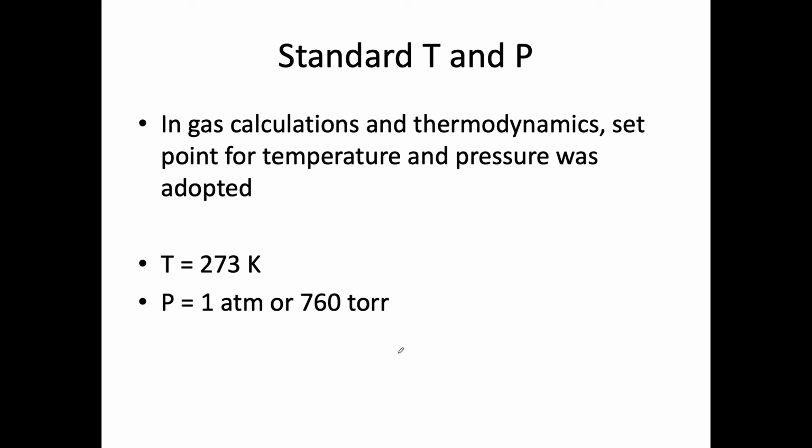So when we look at gas calculations, we actually set up where temperature and pressure are going to be a standard. And for gases, this is for gases only. Temperature is 273 Kelvin or 0 degrees Celsius. This is for gases only. Pressure is 1 atmosphere or 760 torr. So with these two constants, that means pressure and volume are going to change.